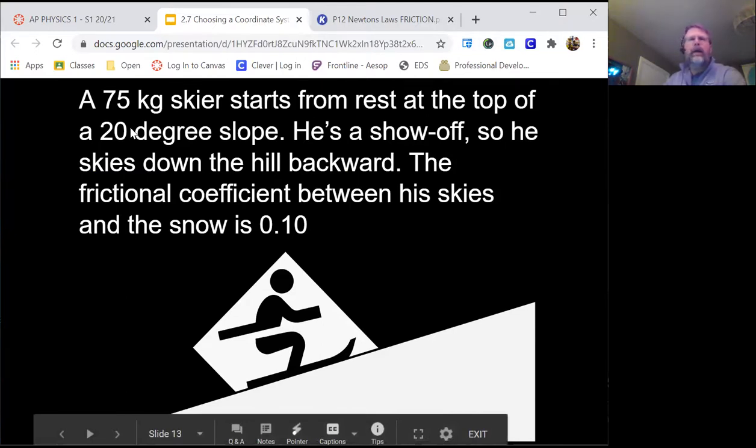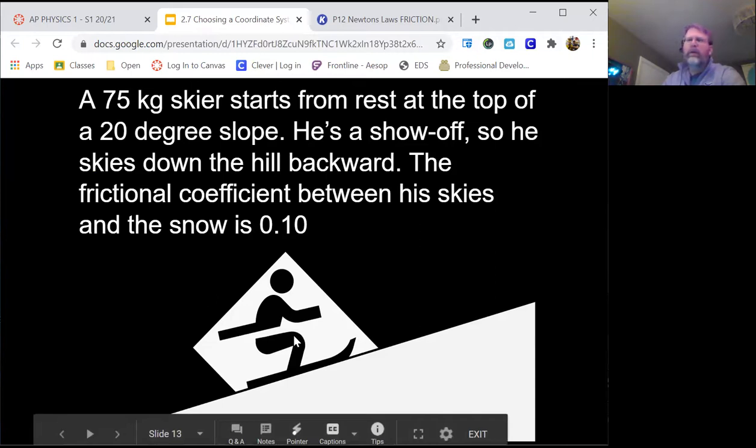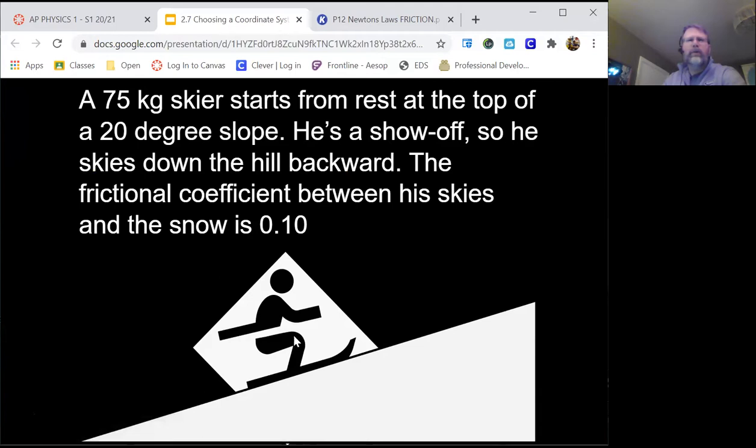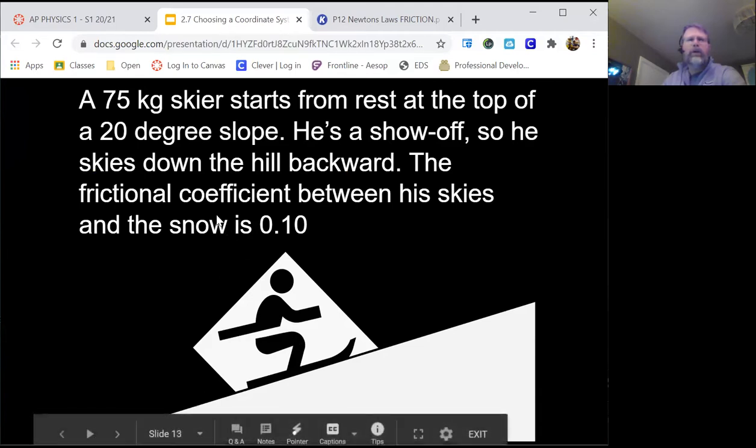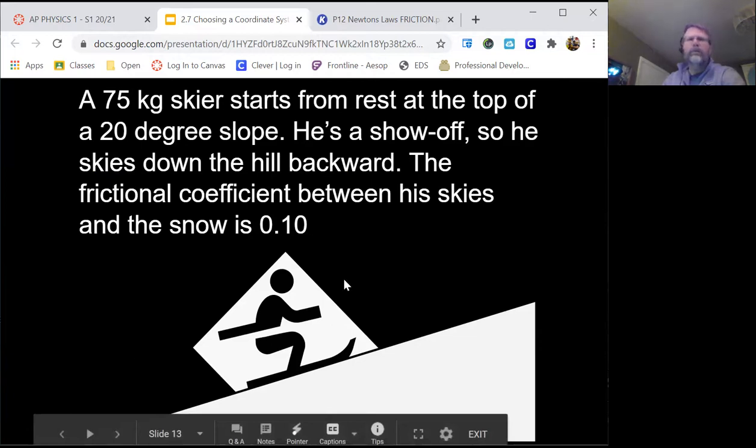Okay, so here we have a skier that's starting at rest at the top of a 20-degree slope. He's a show-off, so he skis down the hill backwards. Okay, I found this question online. I just thought it was a nice kind of quirky question. The friction coefficient between his skis and the snow is 0.1. And just like that other type of homework question, I want to find this skier's acceleration. Okay, it's going to be downhill.